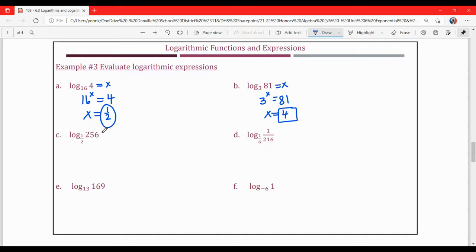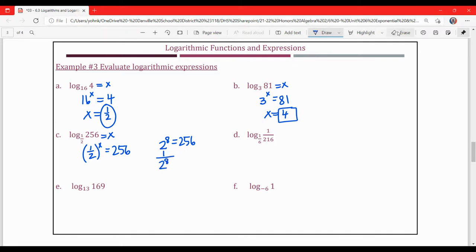If we look at letter C, let's pretend it equals x. 1/2 to the x power equals 256. All right, so let's think about this as 2 to what power is 256? And so if you do 2 to the 8th, you get 256. So since 2 to the 8th is 256, then 1 over 2 to the 8th.